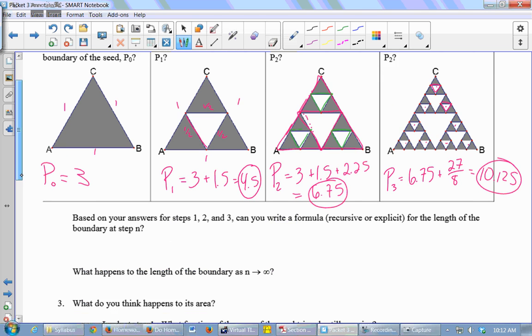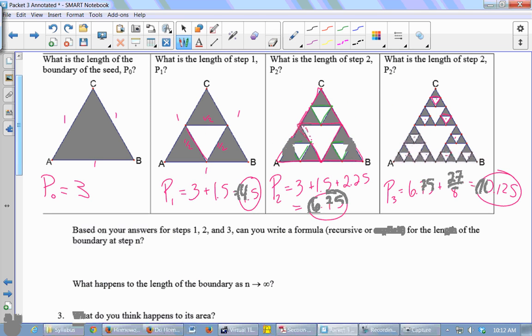All right, so based on your answers to just these first few steps, can you write a formula, either recursive or explicit, for the perimeter or the boundary, interchangeable words there, at step n? Are they related somehow? Which means that it's not linear, right? It's not going up by the same amount each time. What else do we check? Exponential is sort of the next rule that we would check after linear.